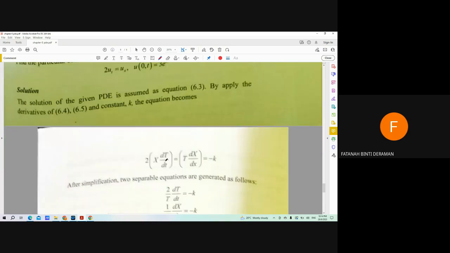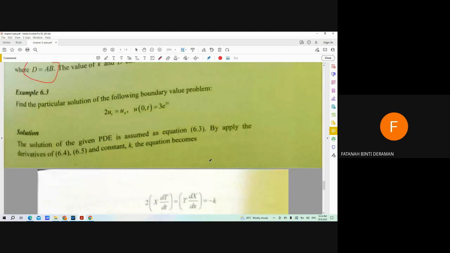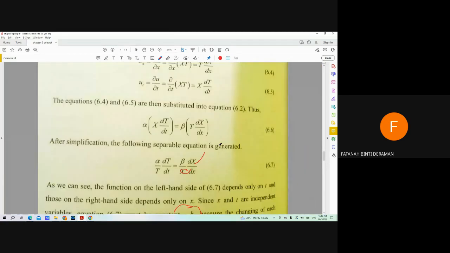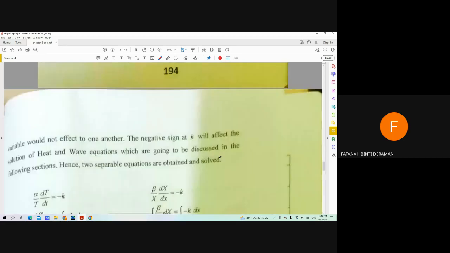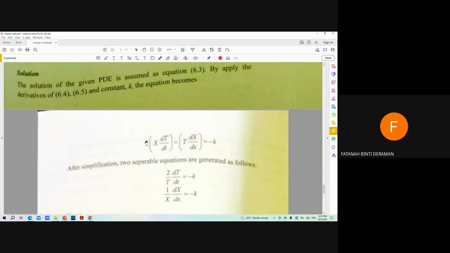So we have this X'T and XT' equals to k. Okay, it is similar with this. So the difference is only the alpha. Alpha is a constant. Beta is also a constant. So if we compare here, the alpha is 2, the beta is 1.